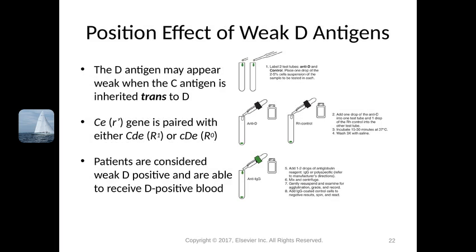So one of the other things that we can see is if a D antigen appears next to a C antigen, it can actually appear a little weaker because basically it gets in the way. So we can see that interfering with the D activity. The CE gene is paired with CDE or little c, big D, big E, or your R1 and R0. That would be how we would potentially see a weak D as well. And they consider these patients weak D, and we give them D positive blood.